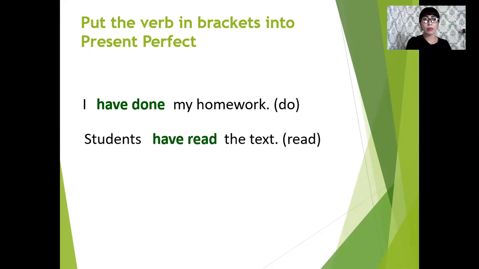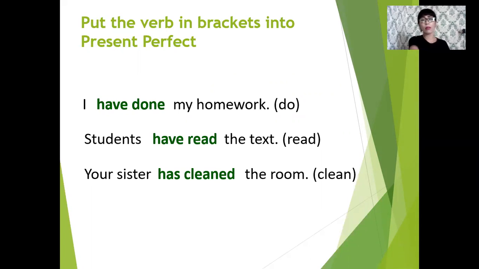I prepared some examples. For example, I have done my homework. Have is the auxiliary verb, as you can see, and done is from the verb do, third form. Students have read the text. Students have, auxiliary verb, and read is also an irregular verb.